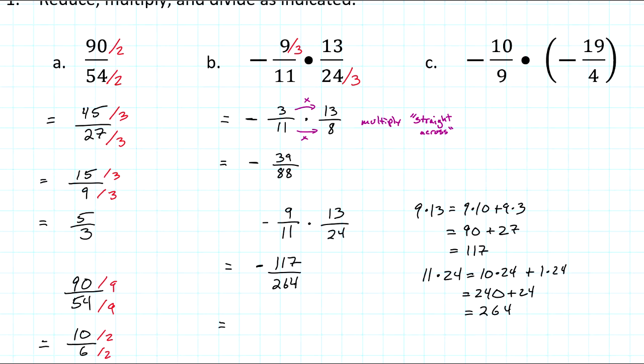Now, 117 and 264, it's hard to even tell what goes into both of these. I know 2 does not go into them. And we actually know that 3 does go in from the fact that that's what we used to reduce at the top. So we can use that, and I also want to show how we can know that 3 goes in here. There's this fun little technique. It's kind of a trick.